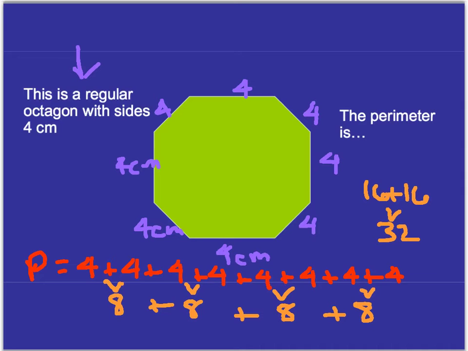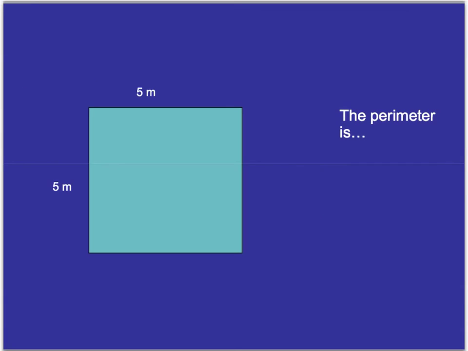And the last thing that I need to do is label it. I label it 32 what? Centimeters. And so I figured out the perimeter, or the distance around a figure, in this case, the octagon. Your label is not always going to be centimeters. In this case, this label is meters.